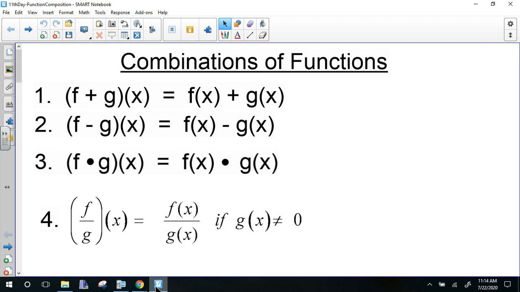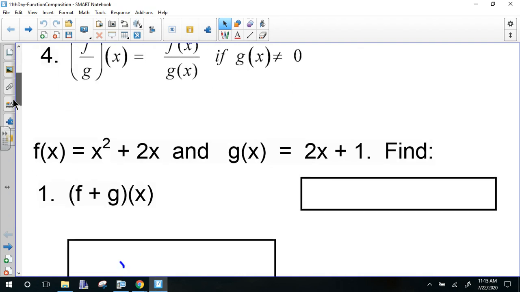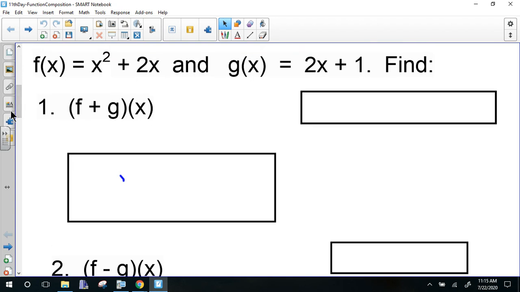Today we're going to talk about combinations of functions. And when you hear the word combinations, that should ring a bell to you as you are adding, subtracting, multiplying, dividing, or in some cases, plugging one function into another. So the first thing we're going to take a look at are the rules of combining functions. We've got addition, subtraction, multiplication, and division. We'll look at examples of those.